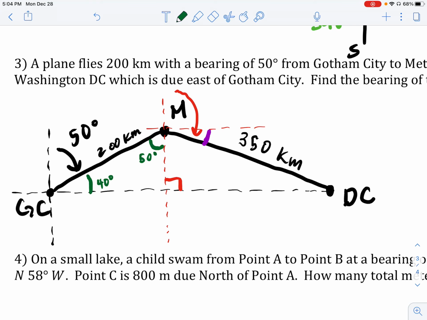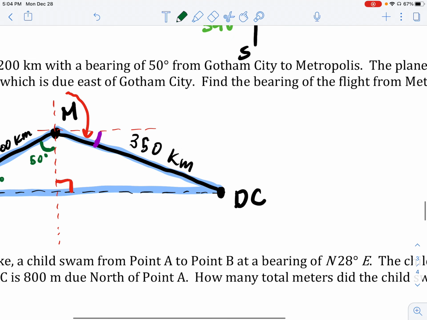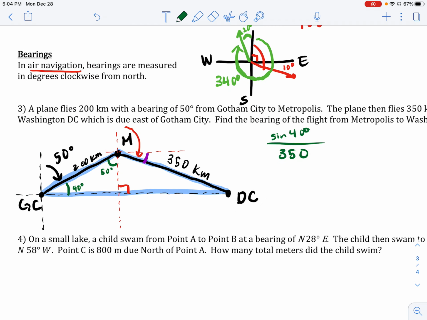So we can say that in this larger, and let me just see if I can highlight this for you all, in this larger oblique triangle that we're dealing with here, we can use the law of sines because we know the angle 40 degrees, its opposite side is 350. So I can go ahead and write that to start. The sine of 40 degrees over its opposite side of 350 kilometers, right? The sine of 40 degrees, and its opposite side there, 350. We can at least establish that.